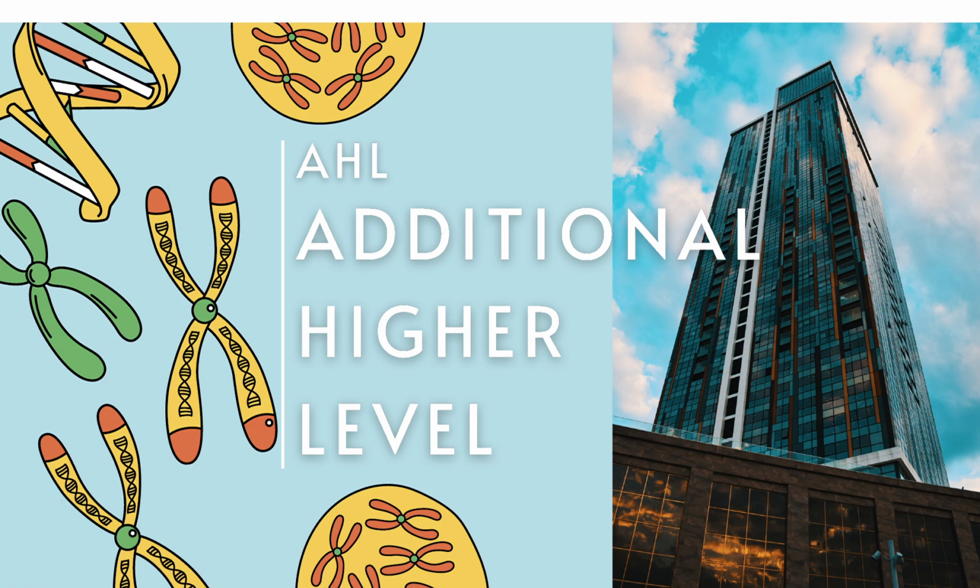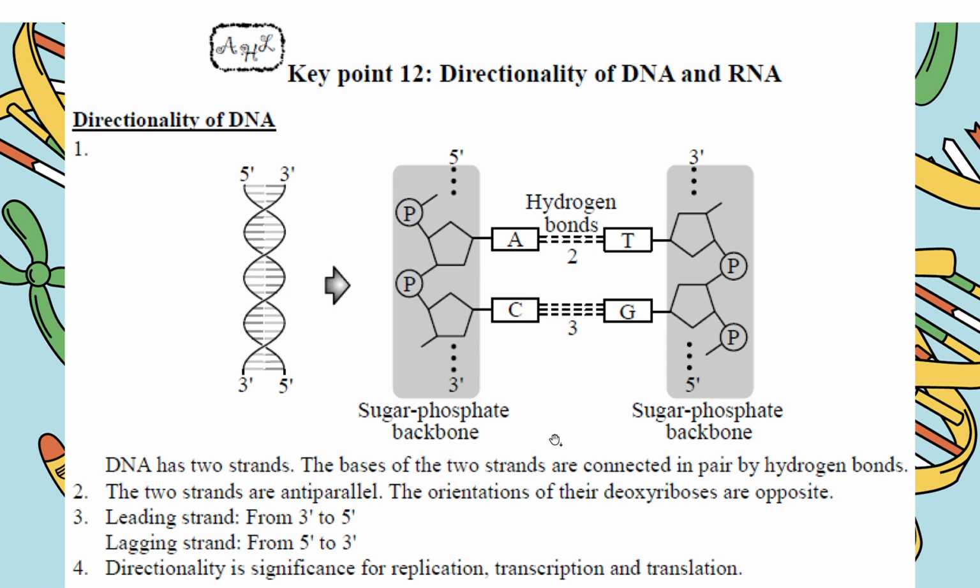Okay, SL is done. Now it's moving to the additional higher level, some more information about what we have learned. First of all, it's about the directionality of DNA and RNA. You know, we said that there's forward and there's backward, right? And then we call it from 3' to 5', and then from 5' to 3'.